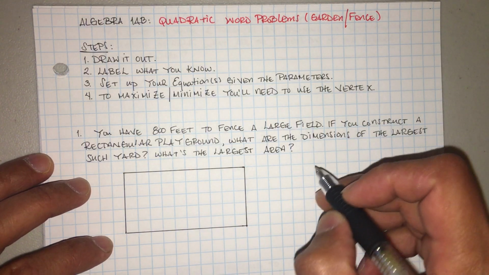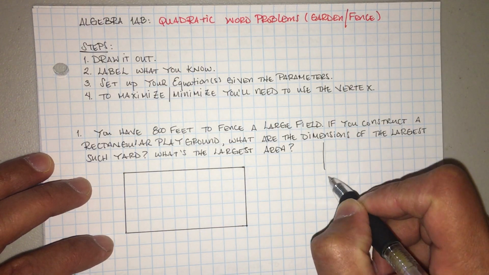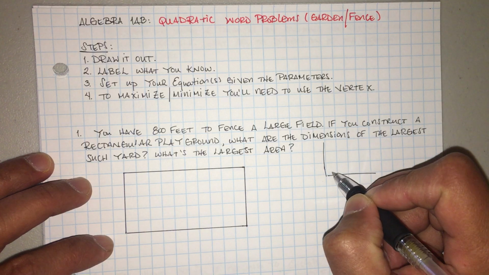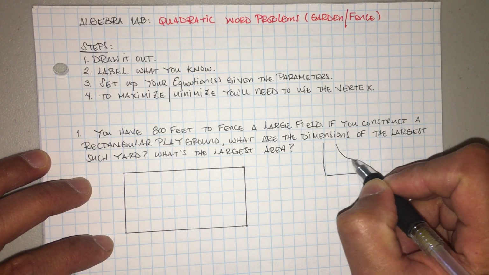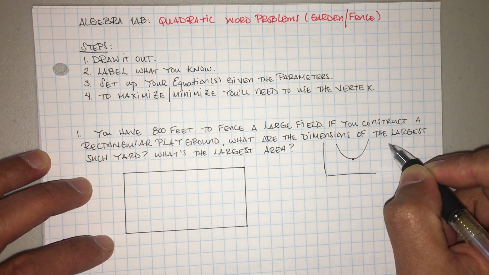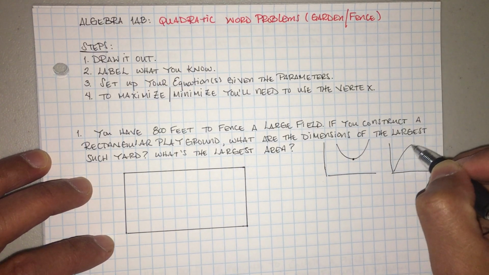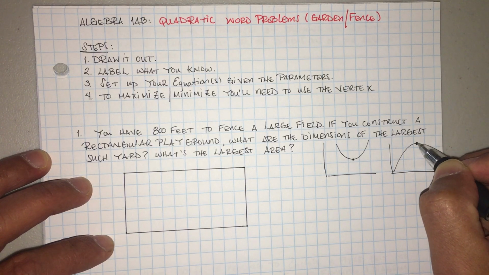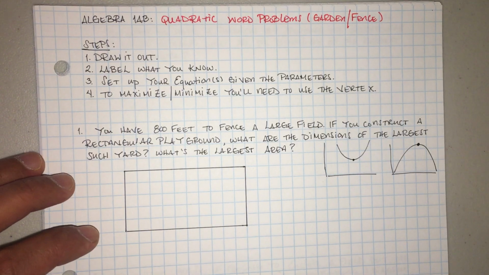Well, remember that a quadratic is a parabola. So either you're going to have this, which is going to give you a minimum here, or usually you're going to have something like this, and you're going to have to find the vertex maximum, okay.